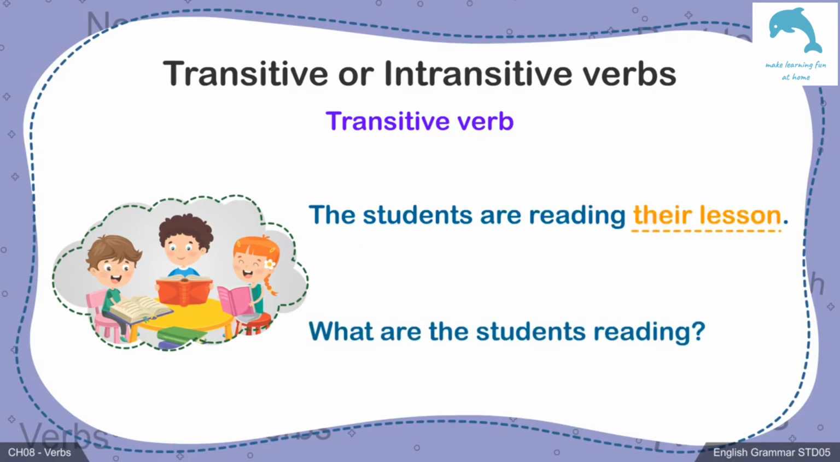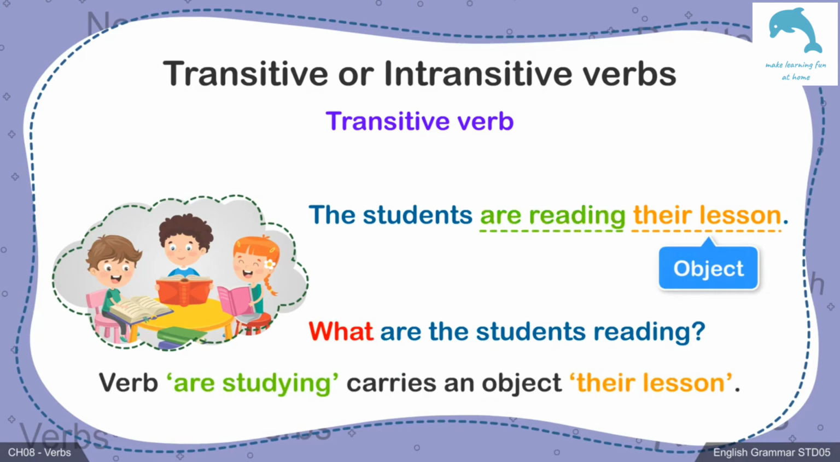In this sentence, their lesson becomes the object as it answers the question, what? The verb are reading, which takes an object, their lesson, to make a sensible sentence, will be called a transitive verb. The action passes from the doer, means subject, to the receiver, means object.